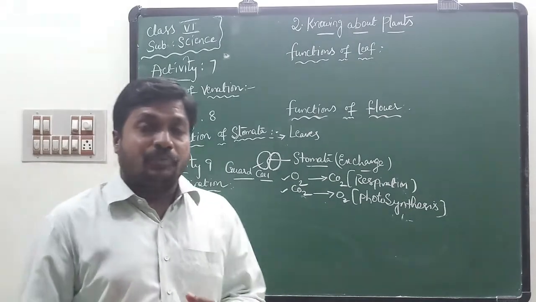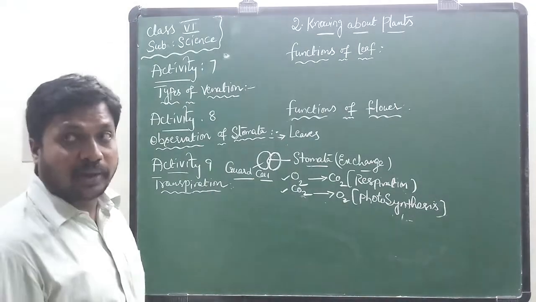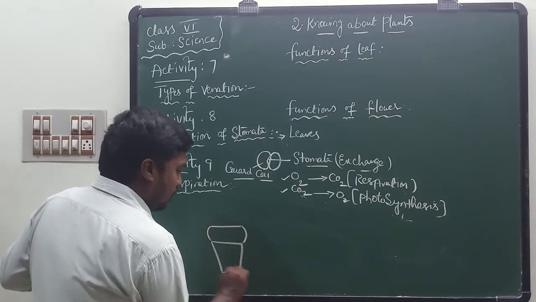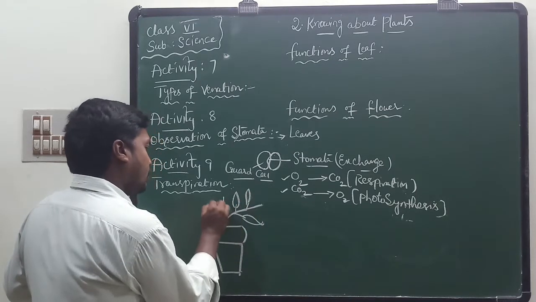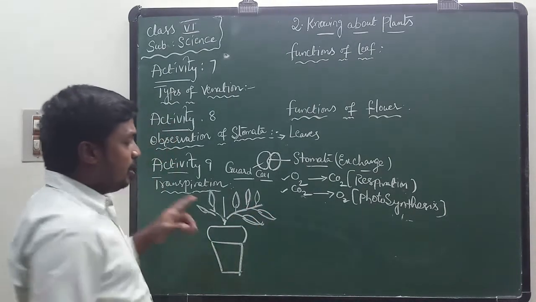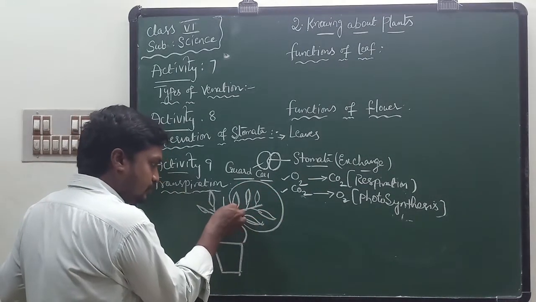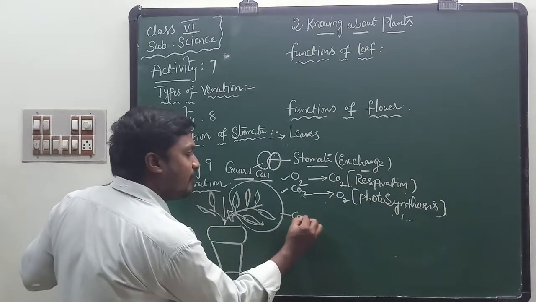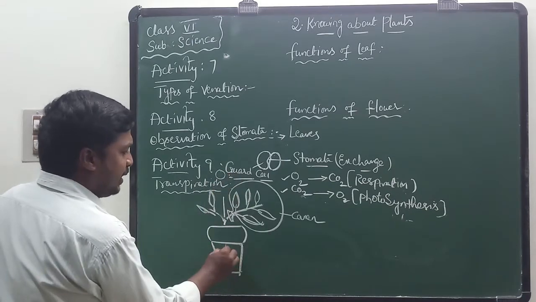To explain transpiration, I will explain a simple experiment. For this, you have to take a well-potted plant. See here, this is a well-potted plant. Now, cover a healthy branch of the potted plant with a polythene cover like this. This is the cover and this is the healthy branch. Now keep the setup in sunlight.